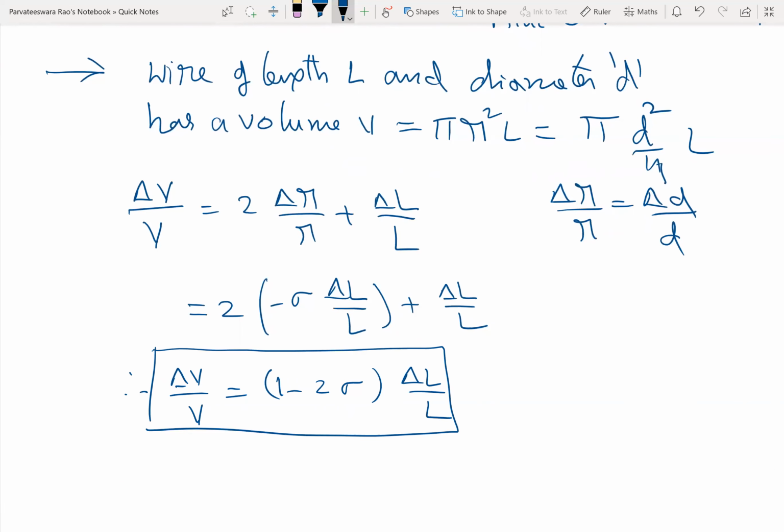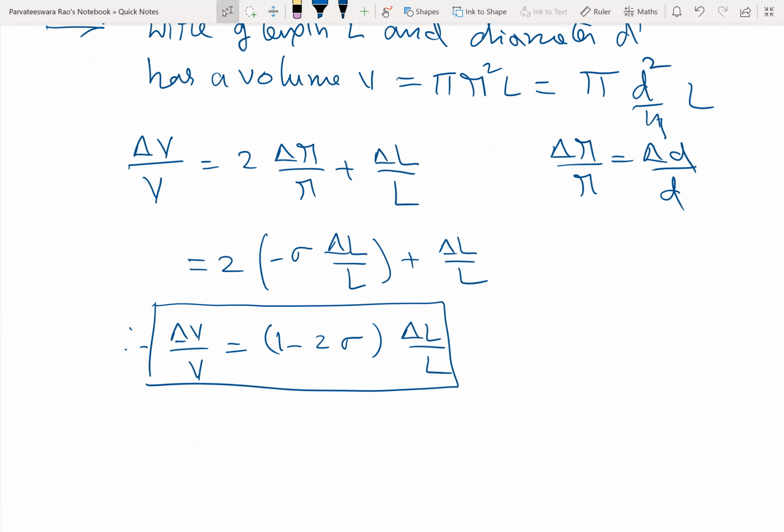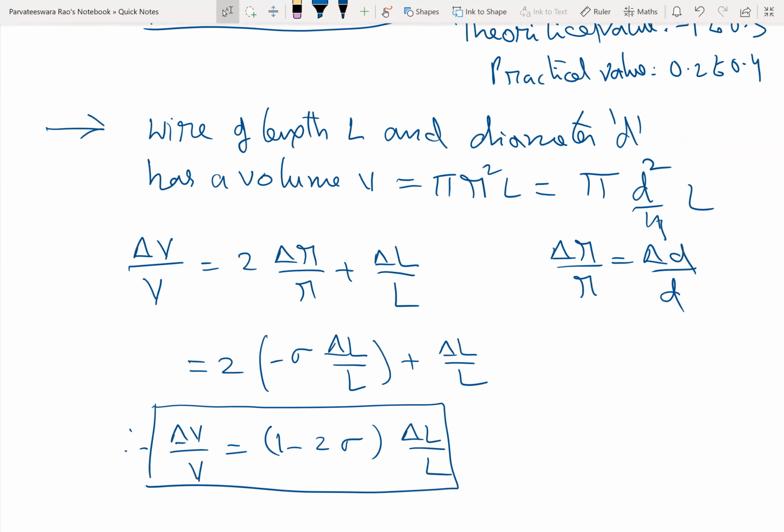Are you noting it down? Till last? Here volume V is equal to pi R square L is equal to pi into D square by 4, D square by 4, sir. R is equal to D by 2, right? Yes, sir.